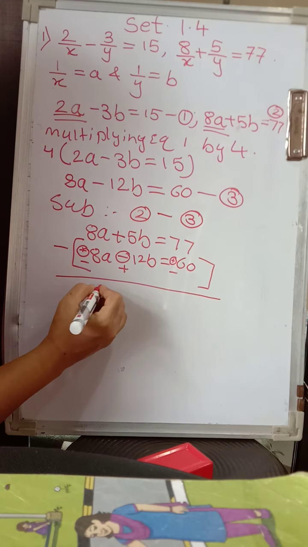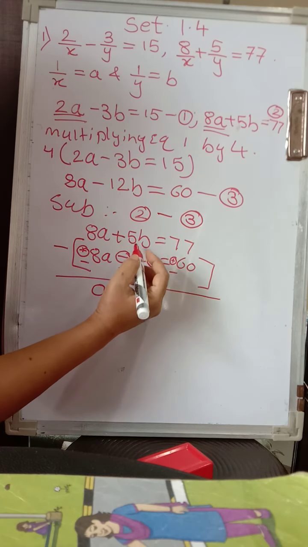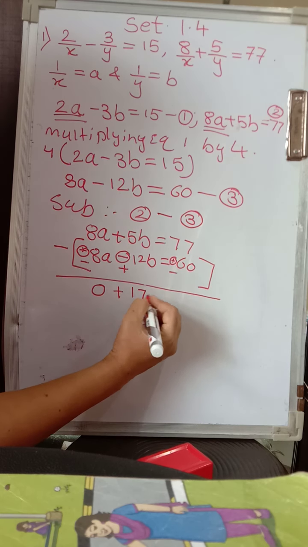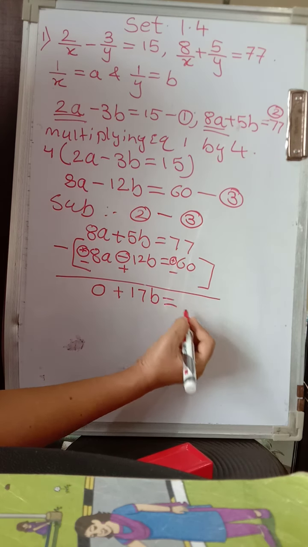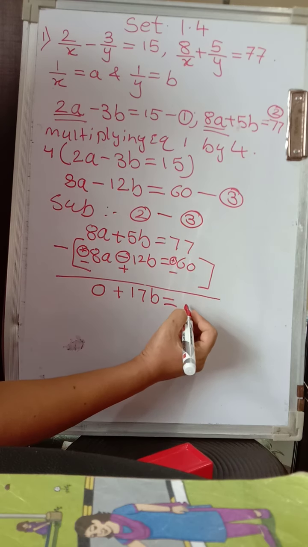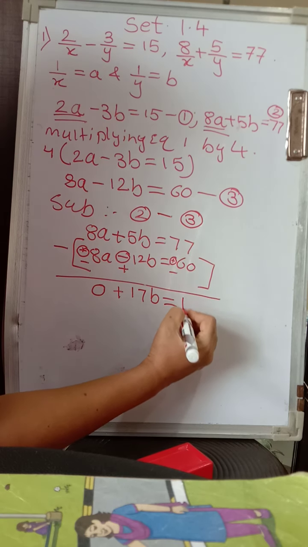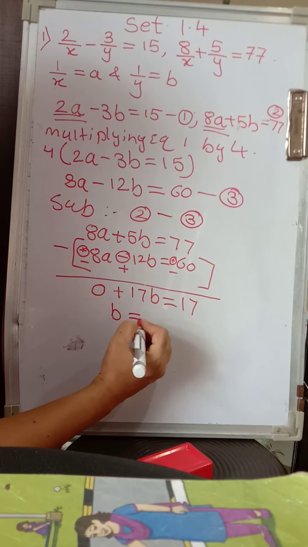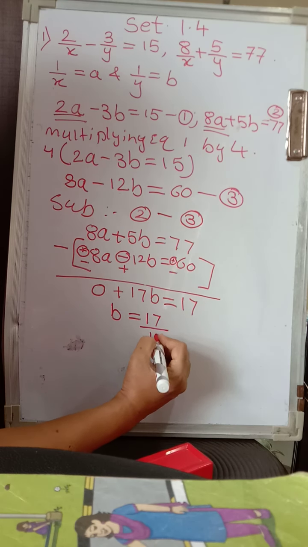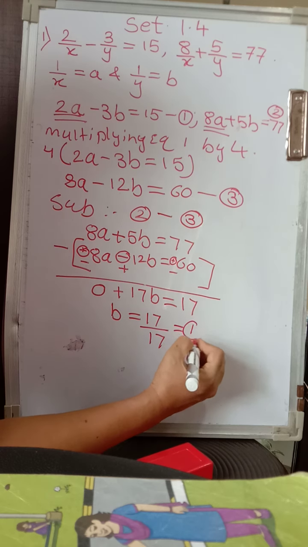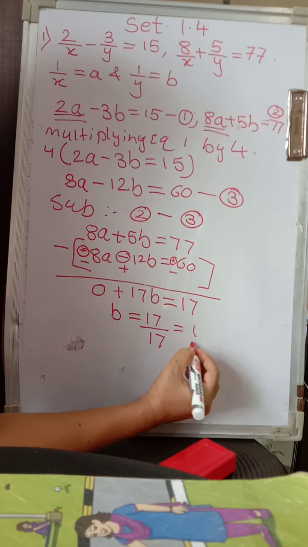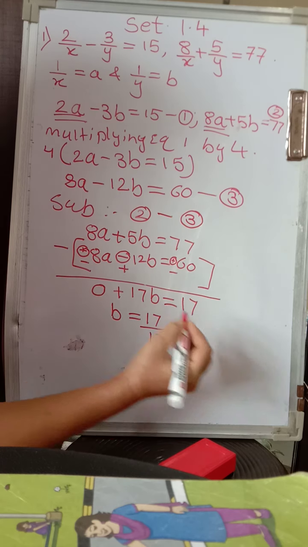8 minus 8 will be 0. Now you have 5 plus 12. 5 plus 12 is how much? You have 17b is equal to 77 minus 60, which is nothing but 17. So what is b? 17b is equal to 17. Therefore b is 17 upon 17, which is equal to 1. So we got the value of b as 1.